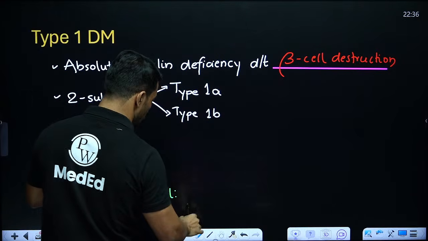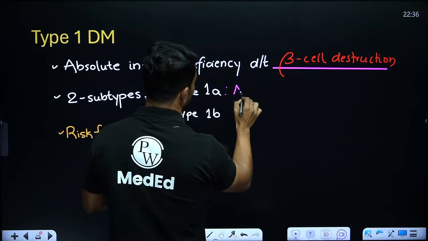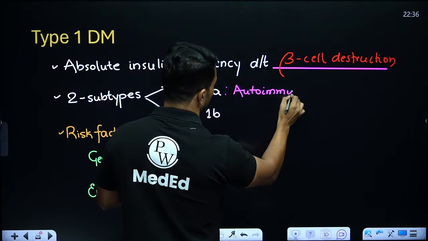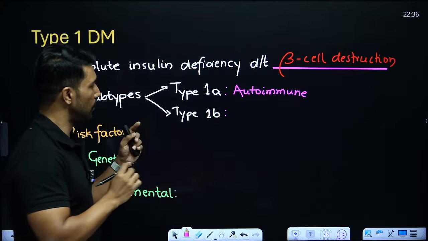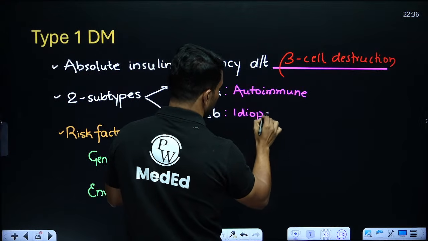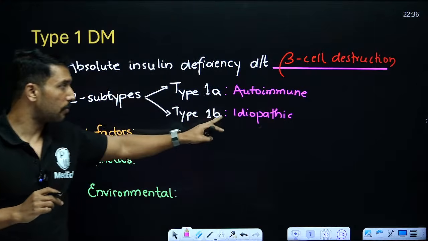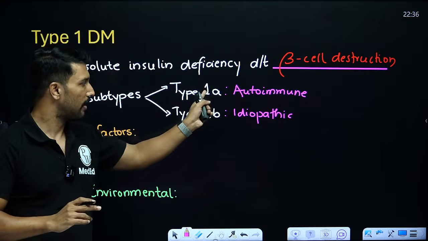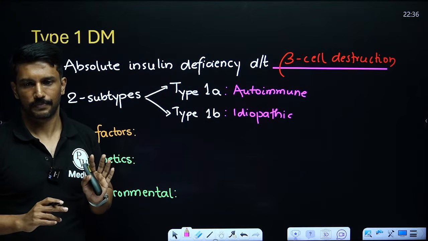So what is this 1A? 1A refers to autoimmune cause. So autoimmune destruction of pancreatic beta cells will be type 1A. And 1B is where antibodies are not detectable, so it will be considered idiopathic. So type 1 is of either A or B type. A is autoimmune, B is idiopathic. Easy to remember. A for A. A is autoimmune. B is idiopathic.